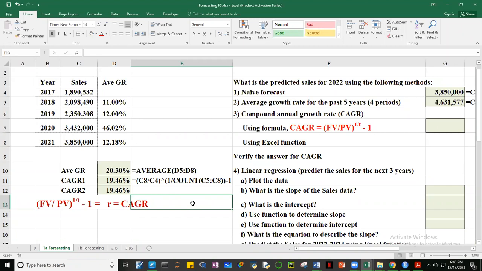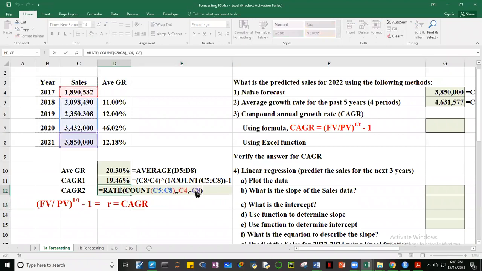Okay? So, you can either make the present values negative or the future values are negative. It doesn't matter, guys. For as long as may isang negative sa cash flow natin. Okay, so we got 19.46%. Therefore, okay, lagyan natin to, guys, ang name. Lagyan lang natin to ng CAGR.